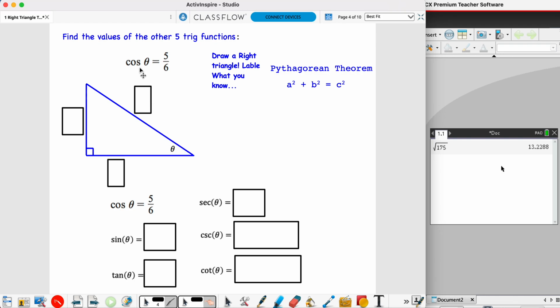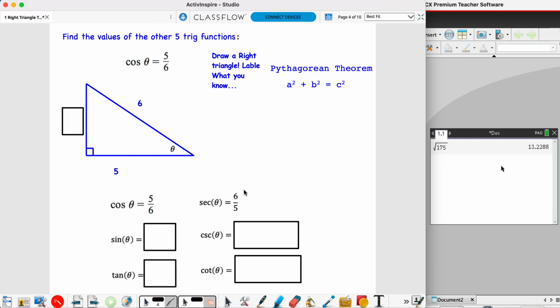And now if cosine of theta is 5 over 6, that means the adjacent over the hypotenuse is 5 over 6. So from theta, the adjacent side would have to be 5, and the hypotenuse has to be 6. So we're good there. So using that, can we find the other 5 ratios? Well, secant's pretty easy because we can just flip-flop this. So the secant of theta is 6 over 5.